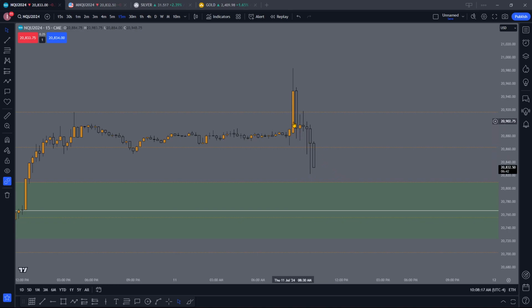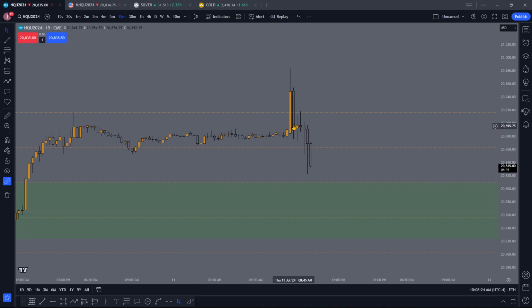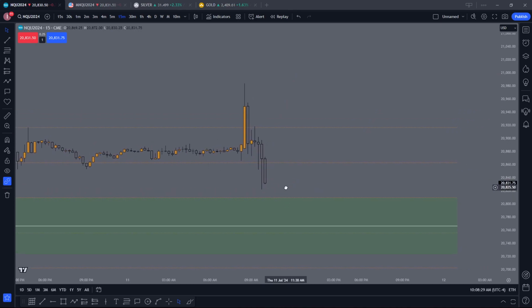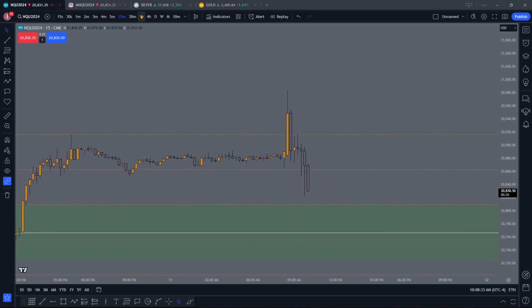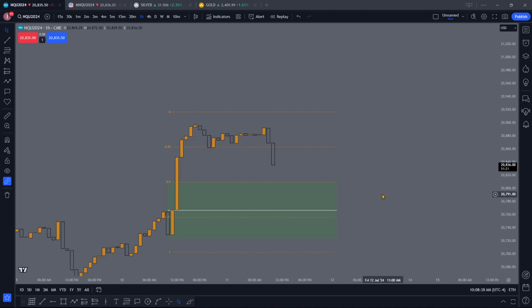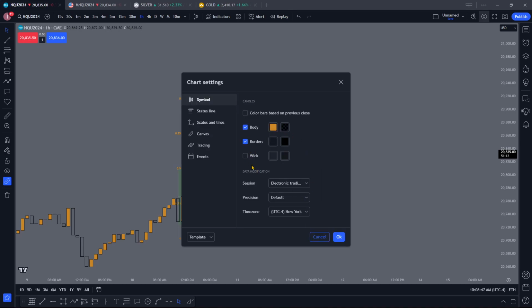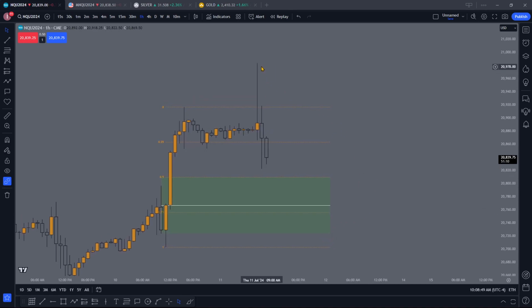And many people will think that this can be our distribution. What I think is that this is just a fake manipulation, and this is the true manipulation here, and then we can expect distribution higher to take out data high. Because let's take away the wicks here. You can see accumulation, manipulation into this equilibrium, and then distribution to the range high or data high, which is around this level here.